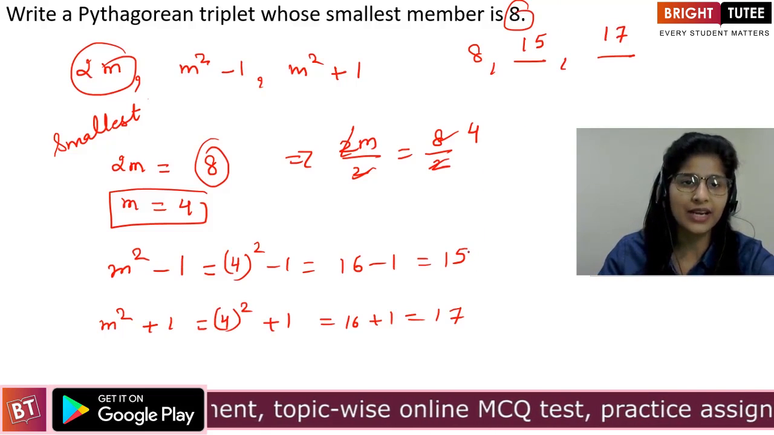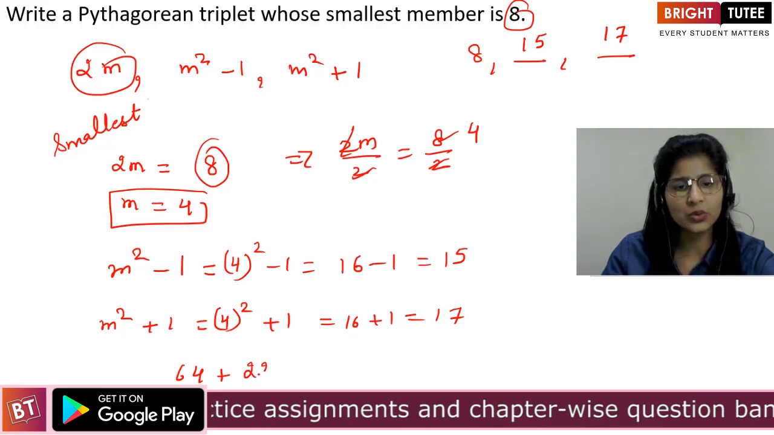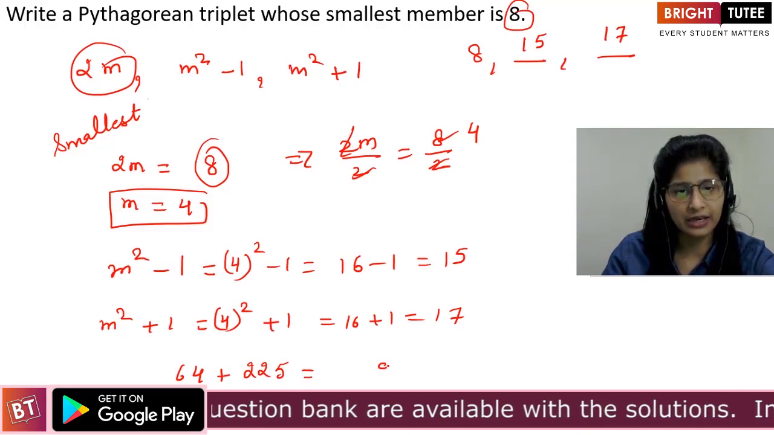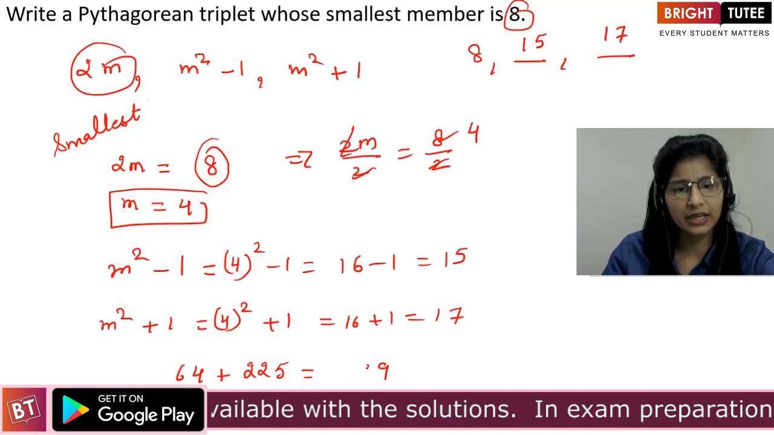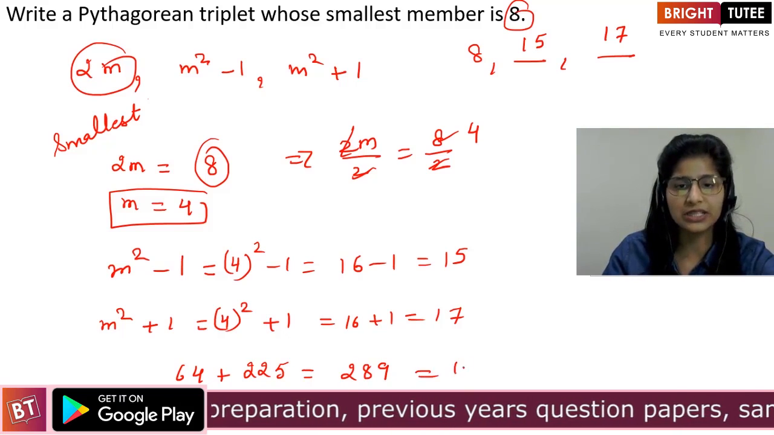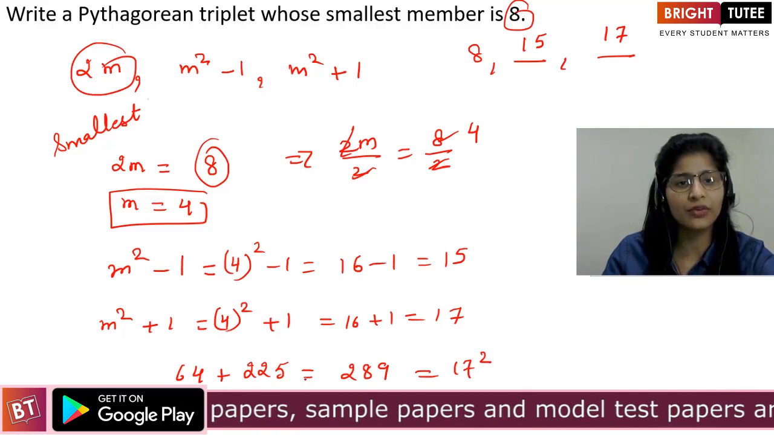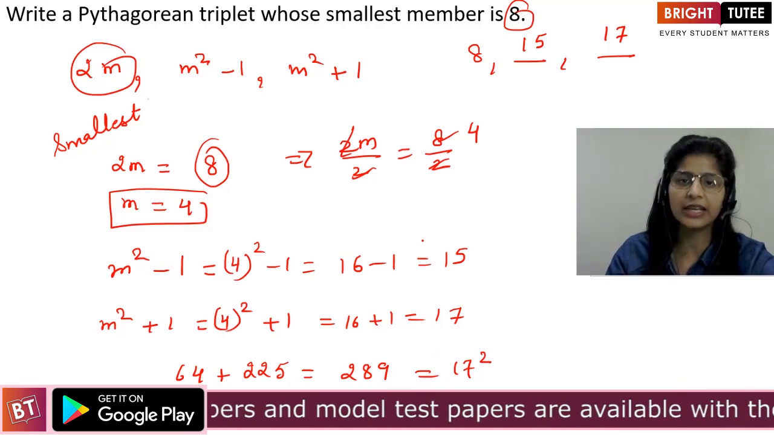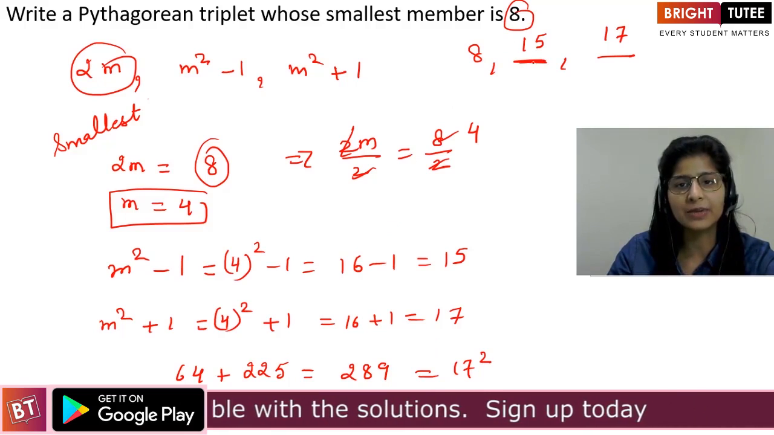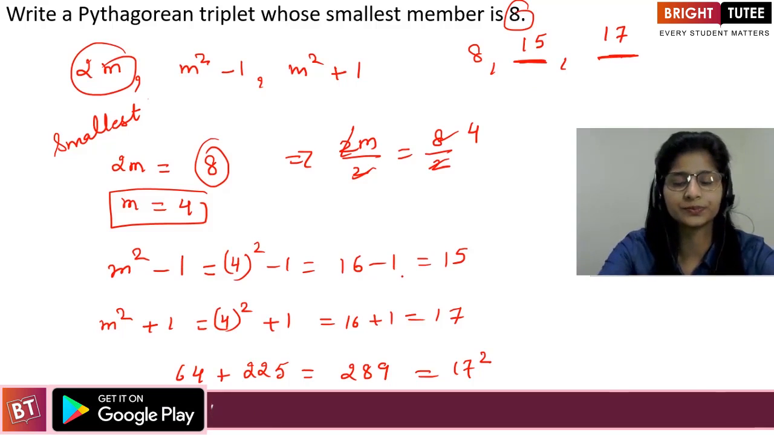Now we can verify your answer also. See, 8 square is 64. 15 square is 225. If we add them, what do we get? 5 and 4 is 9. 6 and 2 is 8. And then we have 2. We are getting 289, which is the square of 17. Right? So the squares of two of them give us the square of the third. They are Pythagorean triplets. So just by knowing one number, we are able to find out the rest too. Is that clear? Let's move ahead now.